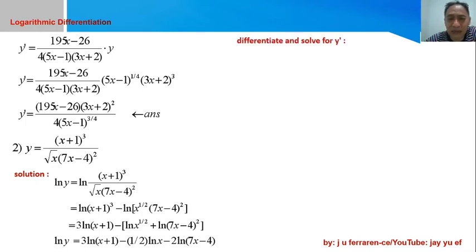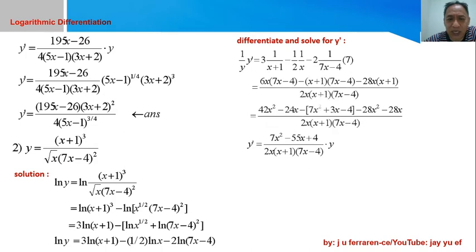Taking the derivative with respect to x for every term, so we have 1 over y times y prime equal to 3 multiplied with 1 over x plus 1, then minus 1/2. So we have the derivative of ln x, so we have 1 over x, minus 2 times 1 over 7x minus 4 times 7.